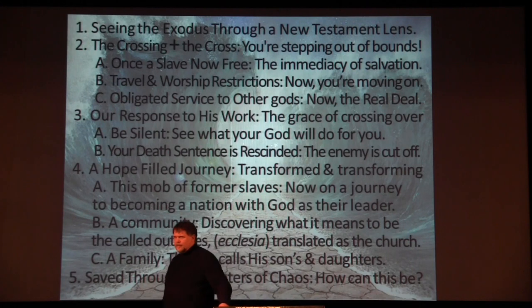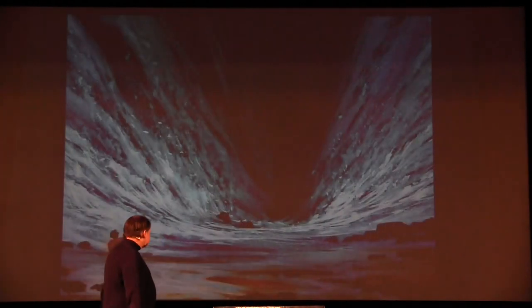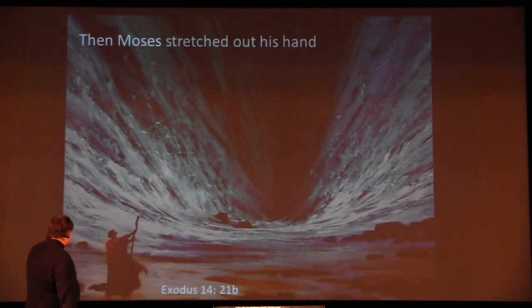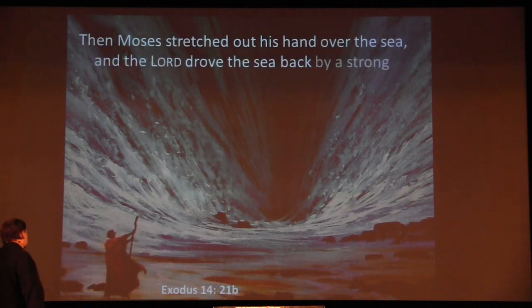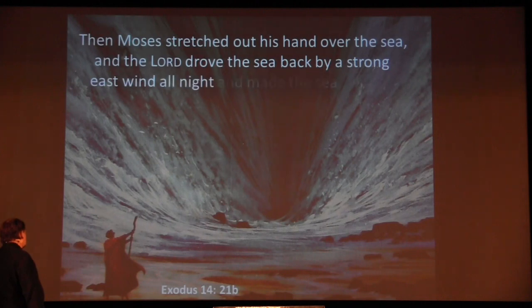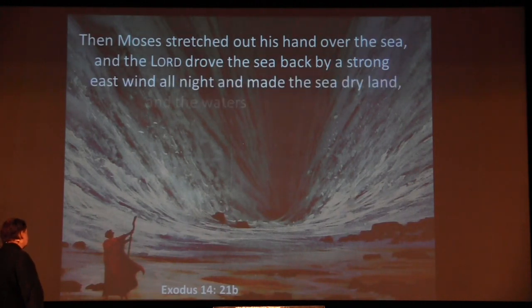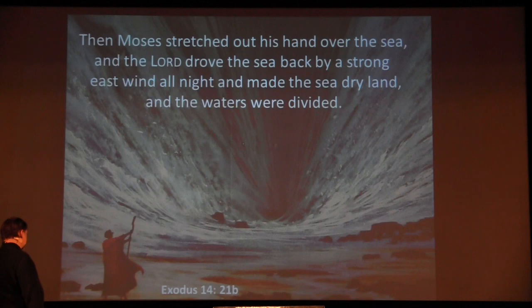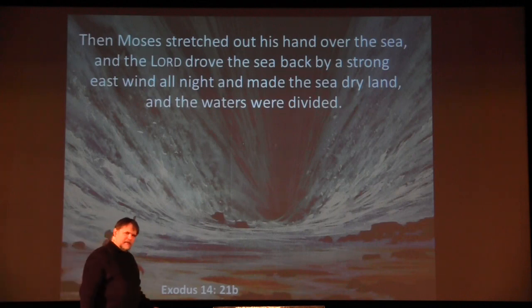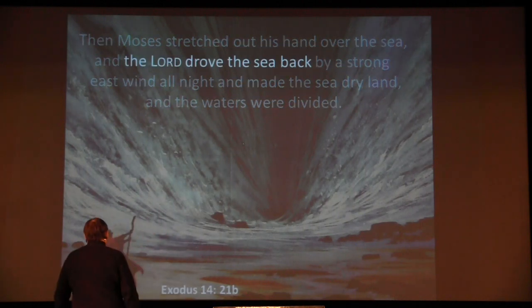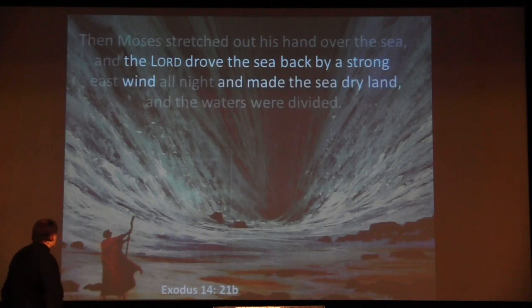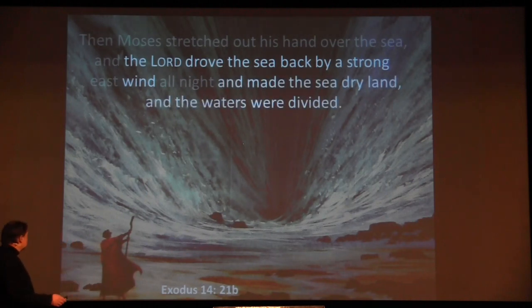How can this be? Did you guys catch this? Moses stretched out his hand over the sea. And the Lord drove it back by a strong east wind all night and made the sea dry land, and the waters were divided. Does that remind you of anything? And the Lord drove back the sea, a strong wind, and made the sea dry land, and the waters were divided.